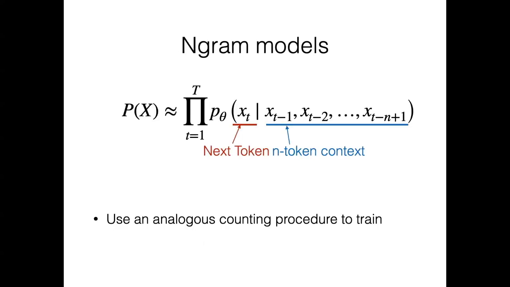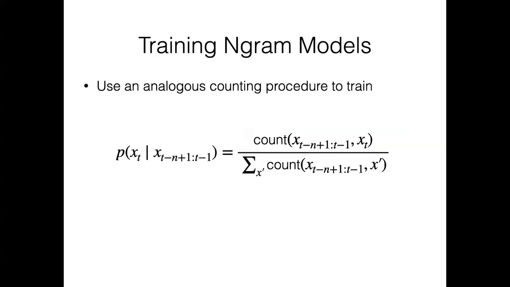So what you can do is try expanding the token context. The notation gets a bit clunky, but it's basically an n-gram model: you have n minus one tokens in your context, and then you have the next token. And then you can use an analogous counting procedure to train these models. So can anyone see a potential issue with this? Let's say we make n very large.